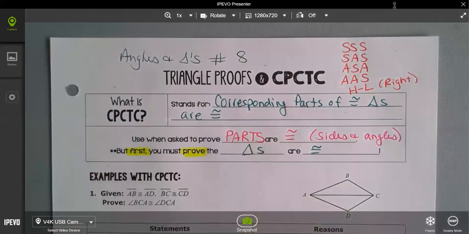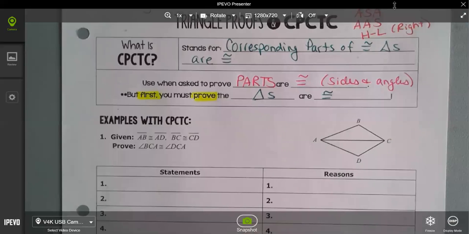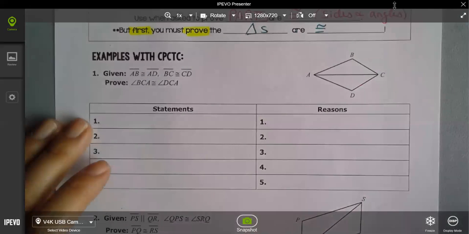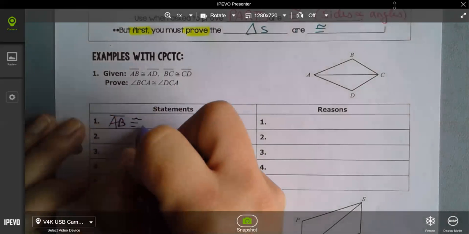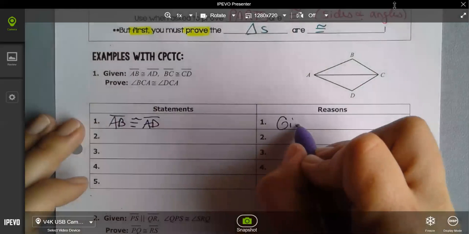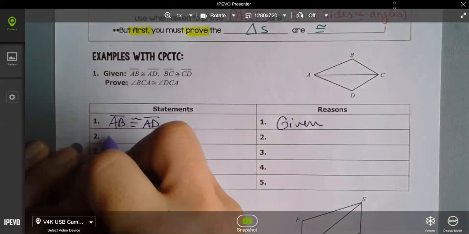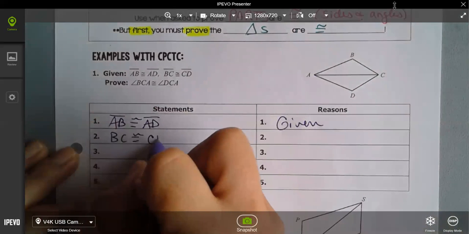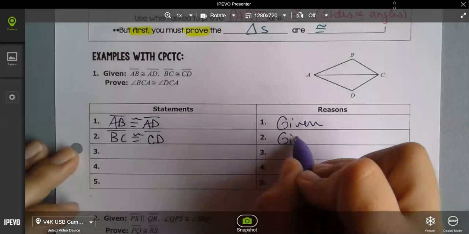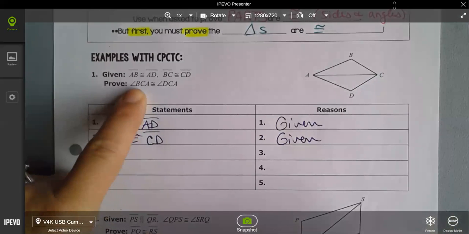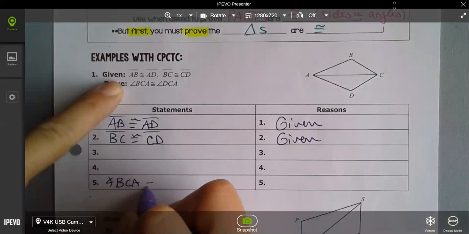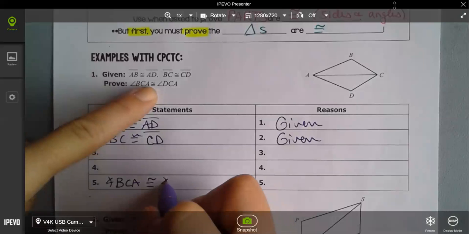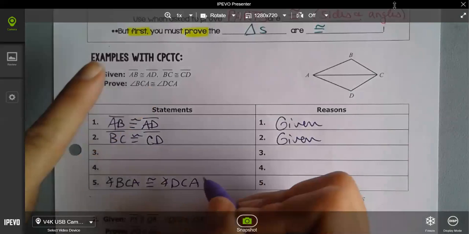All right, so the best way to go is to just start doing some proofs. So I'm going to start it off just like always with my given information. This says that AB is congruent to AD, given. This says that BC is congruent to CD, given. And my proof is that angle BCA is going to be congruent to angle DCA.